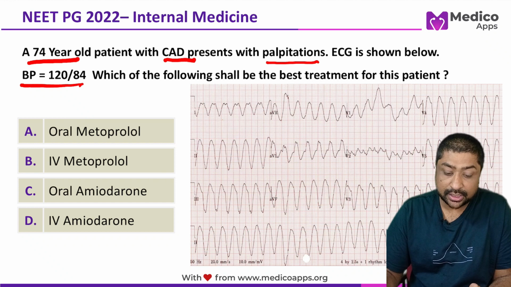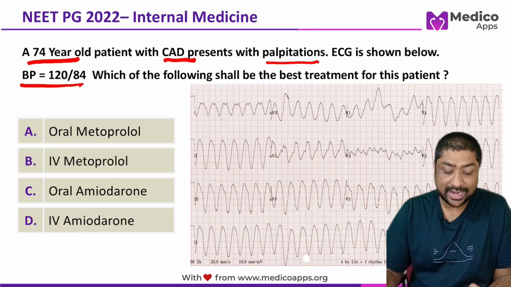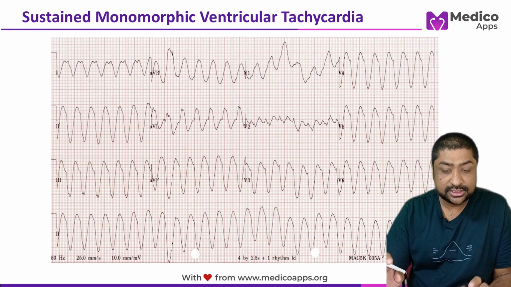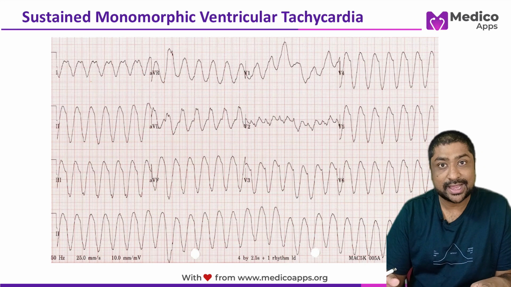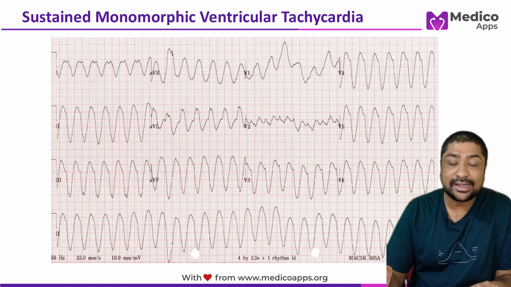And your options are A. Oral metoprolol, B. IV metoprolol, C. Oral amiodarone and D. IV amiodarone. Now, this is a very important topic from exam point of view, and the ECG also is very important. So let's understand the ECG.